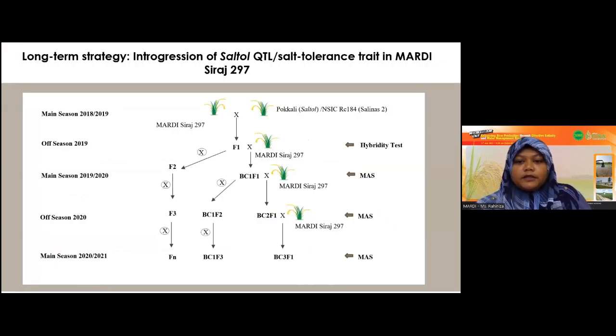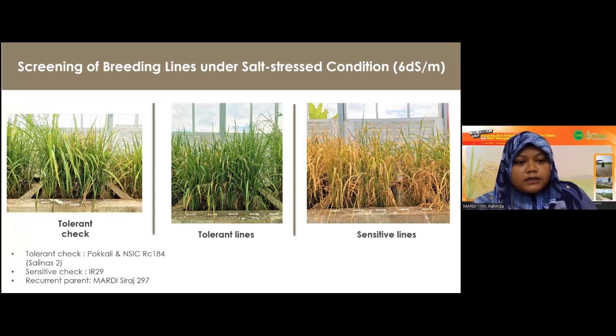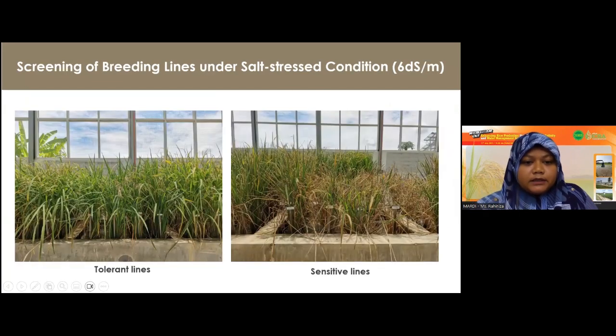Okay, for the second strategy, for the long-term strategy, we did a breeding line. Okay, we crossed with the Pokkali and the Salinas 2 from Philippines. Okay, this one is the mutant, if I'm not mistaken. So for the Saltol, we did a crossing and we screened for the Saltol QTL presence, and then we did some back crossing to remove the unwanted traits. Okay, this is the picture for the tolerant check and the tolerant lines, as well as the sensitive line that we obtained as comparison. More pictures for the tolerant and sensitive lines.